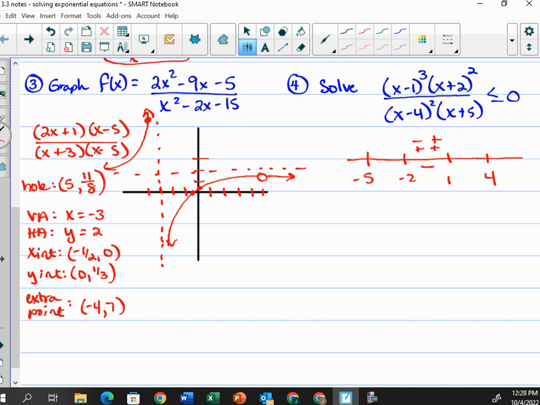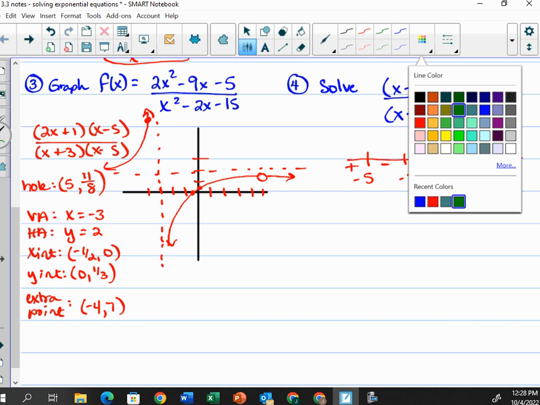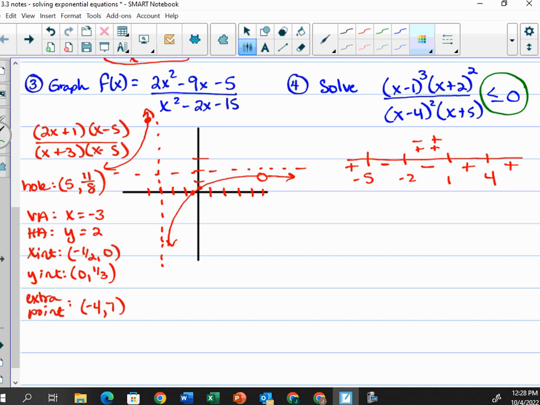Then it's down to multiplicity. The 1, even or odd multiplicity? Okay, so it's negative on one side. What will it be on the other side? Good. The 4 has even multiplicity. So what will it be on the other side of the 4? Also positive. Good. Going back the other way, the -2. What kind of multiplicity does that have? Even. So what will it be on the other side of that one? Negative. And then what about the other side of -5? Positive. Okay. So we want where this is less than or equal to 0.